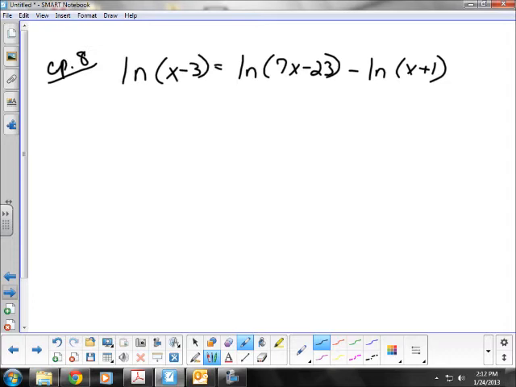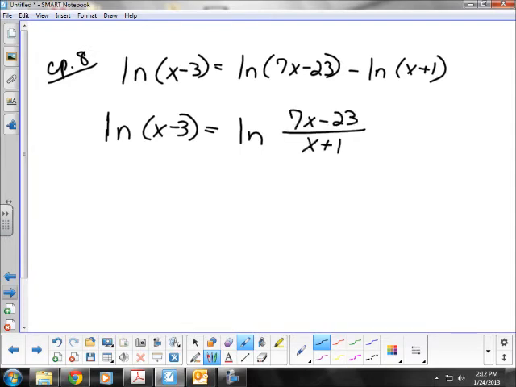I'll show you why. What you want to do is just simplify on each side of the equation if you have ln's on both sides. So this side we're going to leave alone. It's the ln of x minus 3. On this side it's going to become the ln of 7x minus 23 over x plus 1. Right? Because it was a subtraction. And so what do I do with my arguments? I divide them.